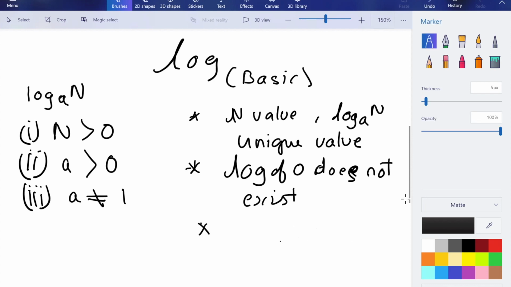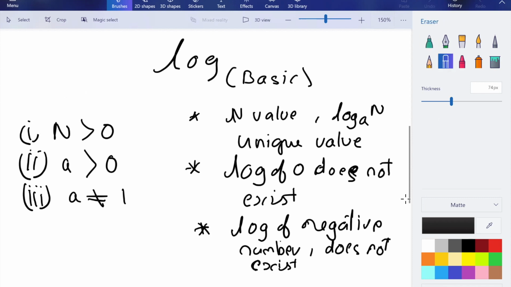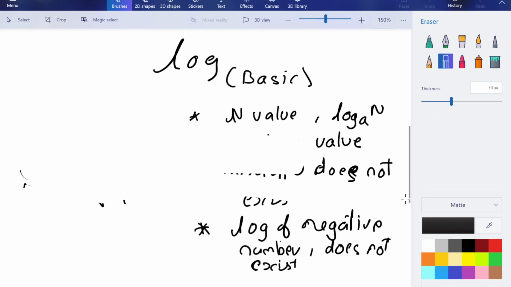Now, log of a negative number does not exist. Okay. Fine. Now let's take a few questions.